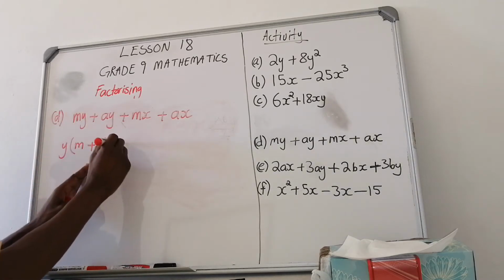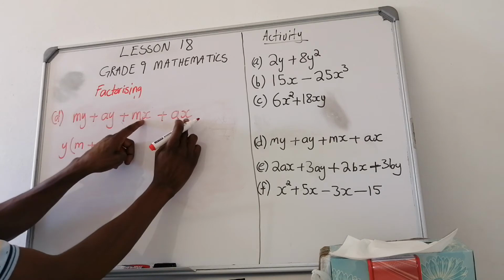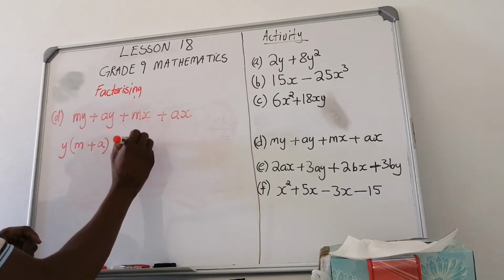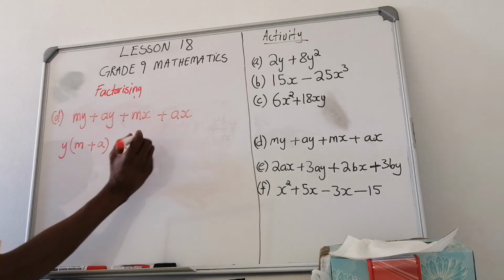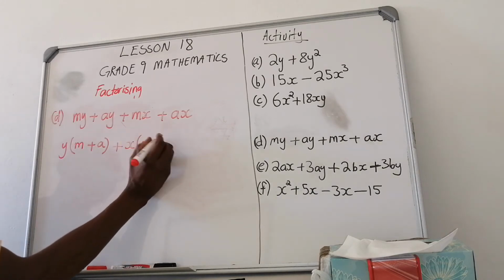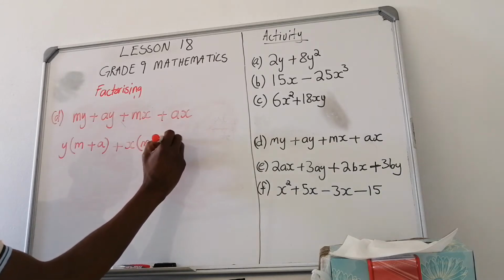Then we say plus. What is the common factor here? The common factor is none other than x. So x, open the bracket: this term divided by x, we just get m. This term divided by x, we just get a.